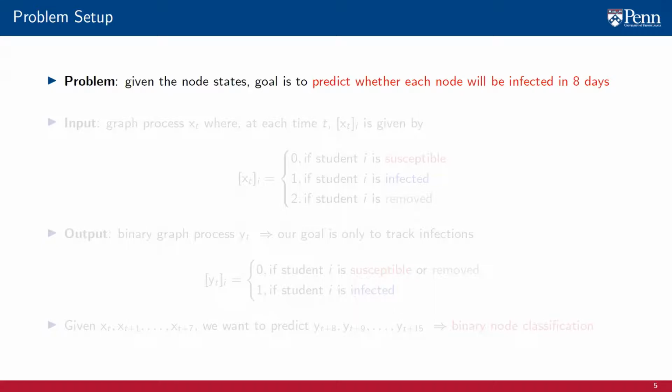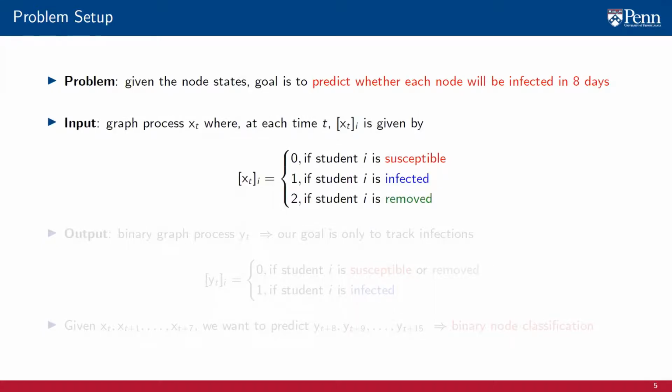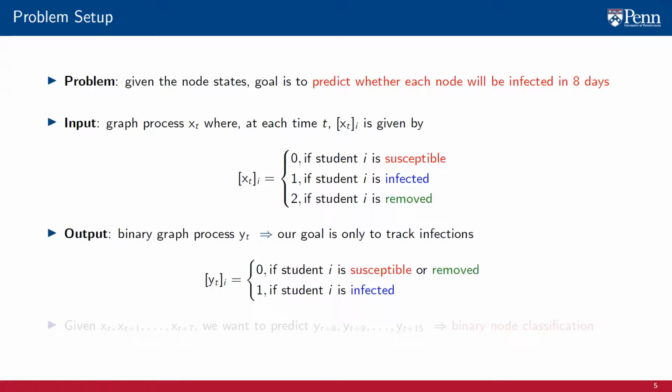To keep the school safe, we need to predict who will get infected in 8 days. The input to our neural network is a graph process xt corresponding to the SIR state of each student. As such, the ith component of the signal xt, which is associated with the ith student, is given by 0 for a susceptible student, 1 for an infectious student, and 2 for a student that is removed.